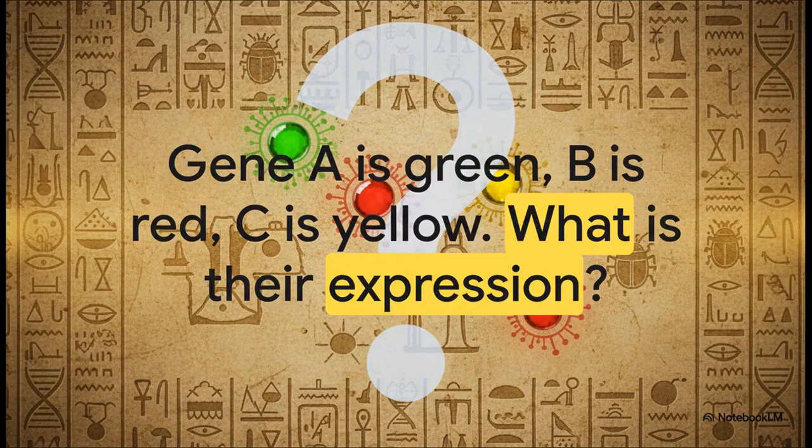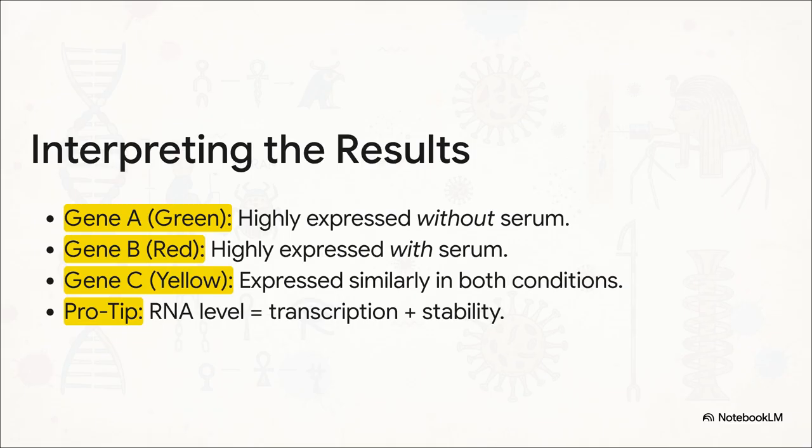Okay, so let's put this into practice with a question that feels like it's straight off the exam. You get an image of a microarray. You see a green spot for gene A, a red spot for gene B, and a yellow one for gene C. So what do you conclude? Simple, right? You just break it down using the code. Gene A is green, so it's on fire without serum. Gene B is red, so adding serum clearly turns it on. It's a serum-responsive gene. And gene C is yellow, so it's probably not regulated by serum at all.